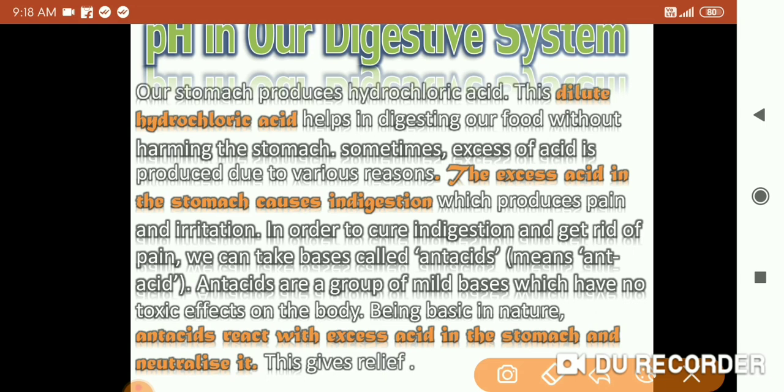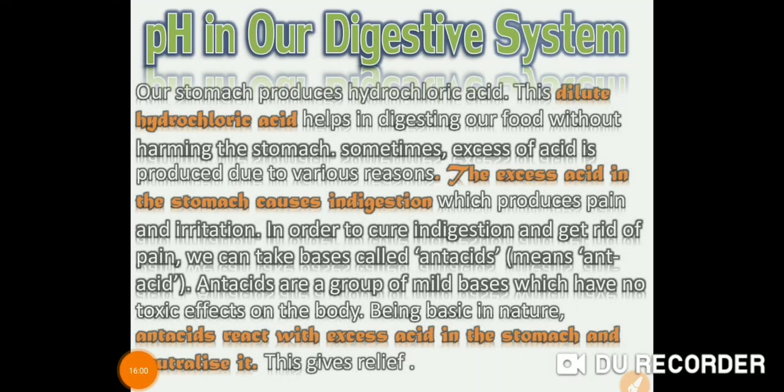To cure this indigestion and get rid of the pain, we can take bases called antacids, meaning anti-acids, the opposite of acids. Antacids are a group of mild bases which have no toxic effects on the body. When taken, they react with the excess acid produced in the stomach and neutralize it, and that gives us relief. This is the importance of pH in your digestive system.